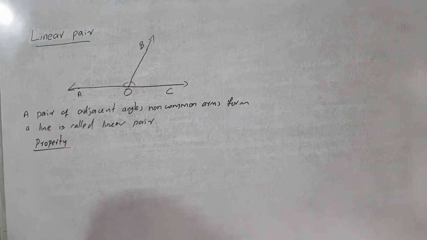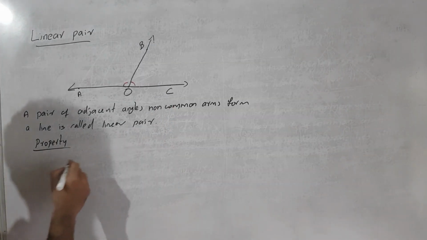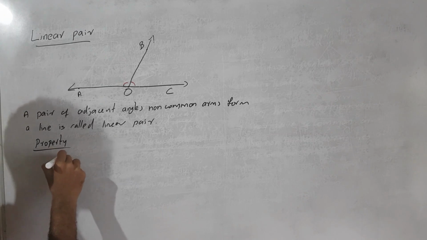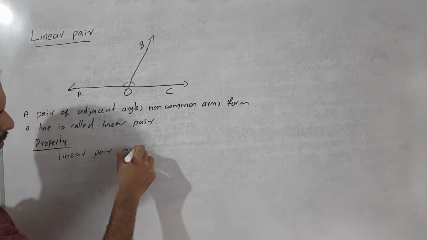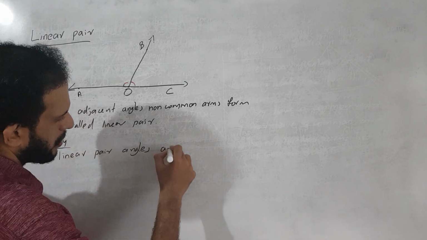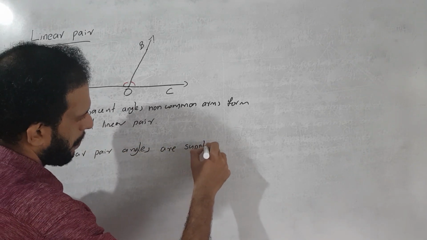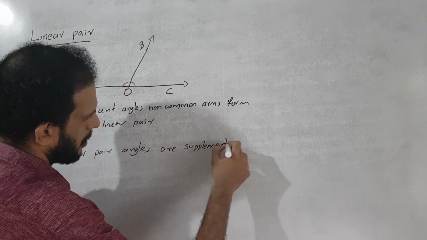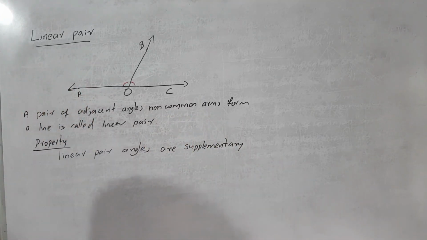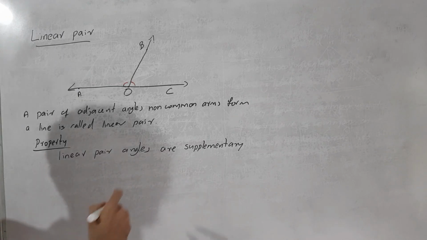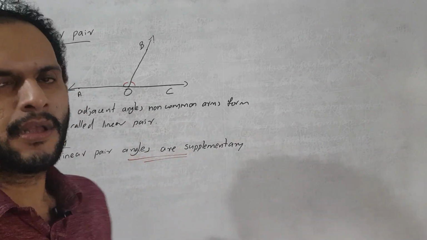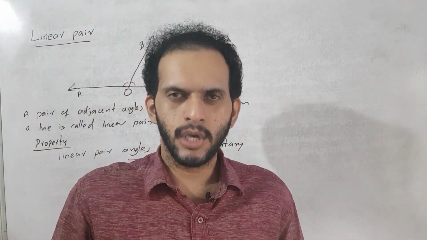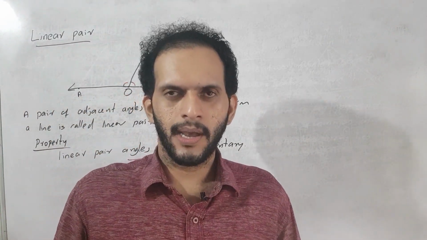linear pair. We have one property of linear pair, a very important property. What is that? Linear pair angles are supplementary. Okay, this is a very important property of linear pair. The linear pair angles are supplementary. What does supplementary mean? Supplementary means the sum of the angles is equal to 180 degrees.